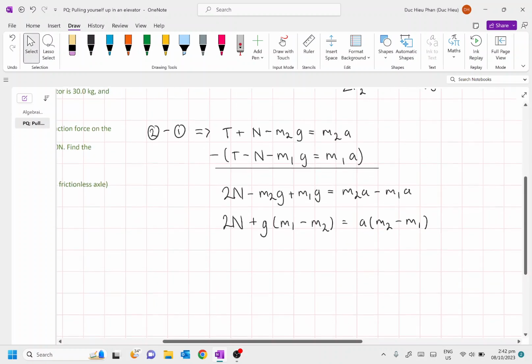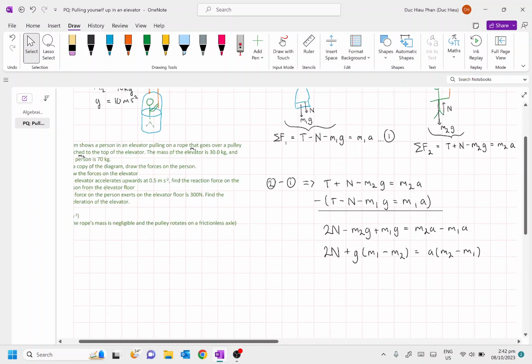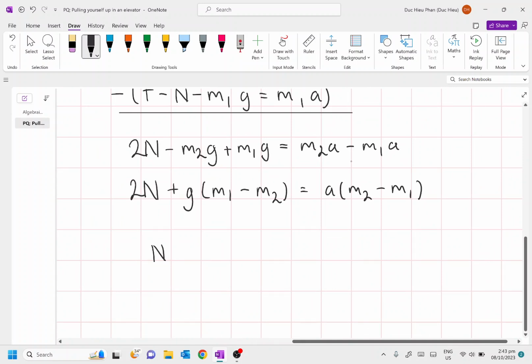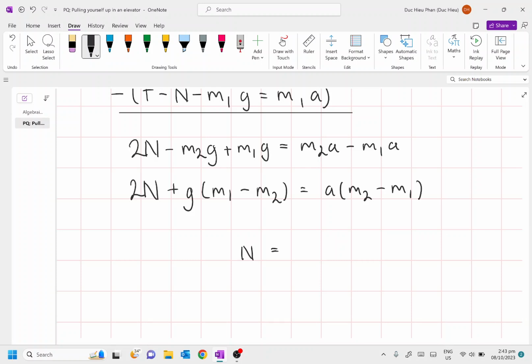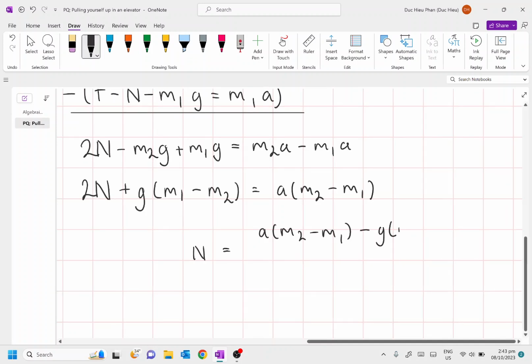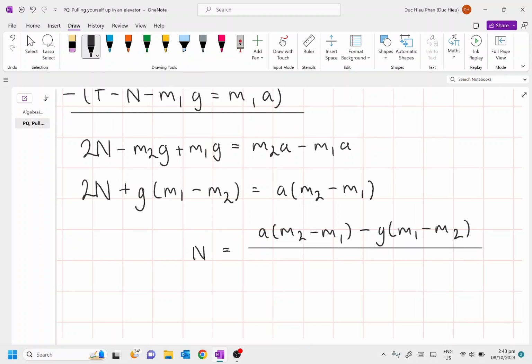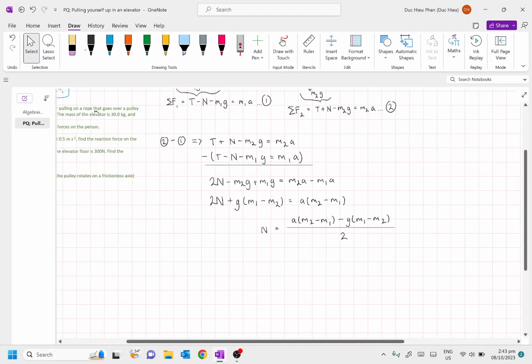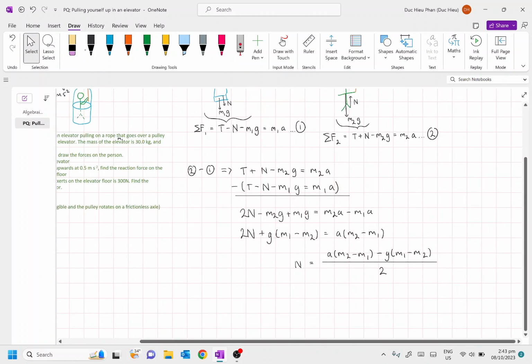Here we go. And now since we're trying to find the normal force, we want to isolate the n. So we'll rearrange the equation so that n is on the left side. And that should be like this. All right. So now we just substitute the numbers in.